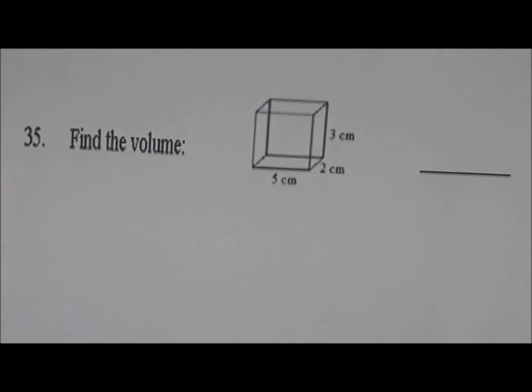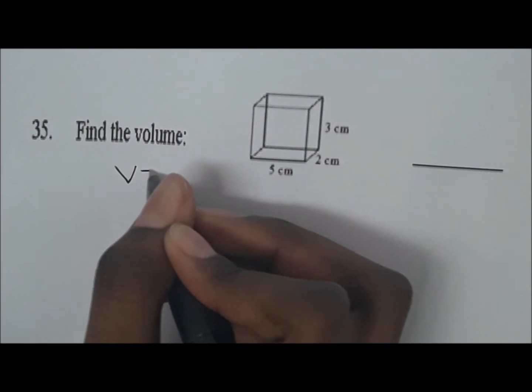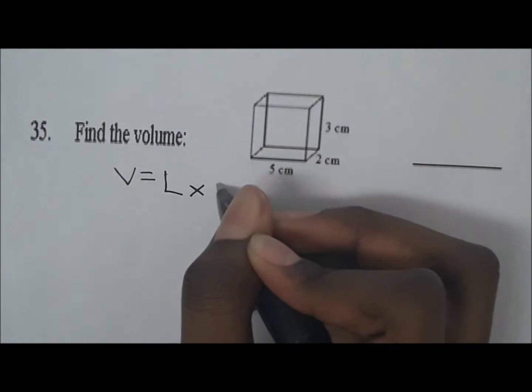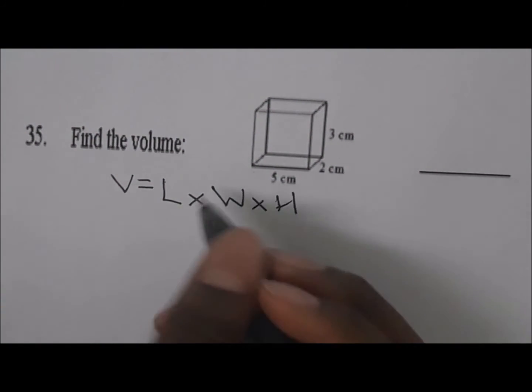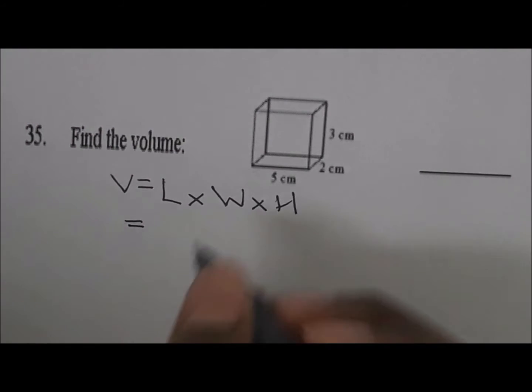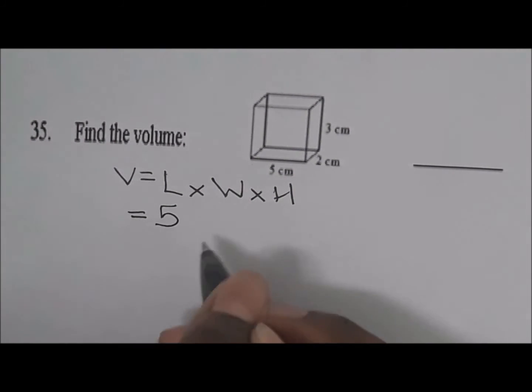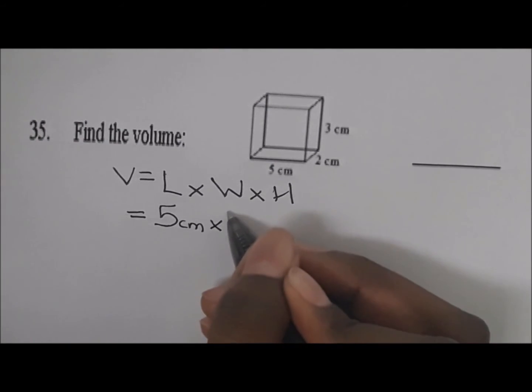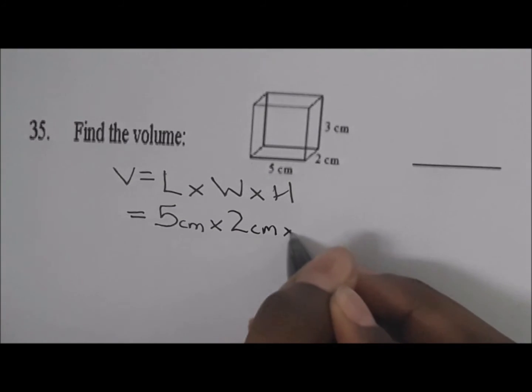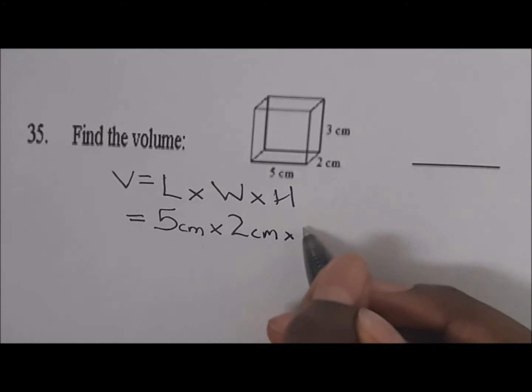Okay, Raphael, number 35. Find the volume. And you're presented with a cuboid or rectangular prism. You have to find the volume of it. What's the formula for the volume? Length times width times height. Write that for me first under it. Okay, put equal under it and put the numbers in. Length equals 5 centimeters, times the width, which is 2 centimeters, times the height, which is 3 centimeters.